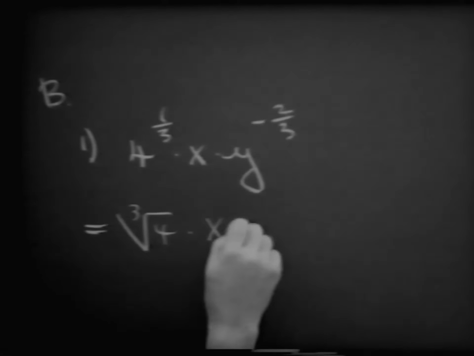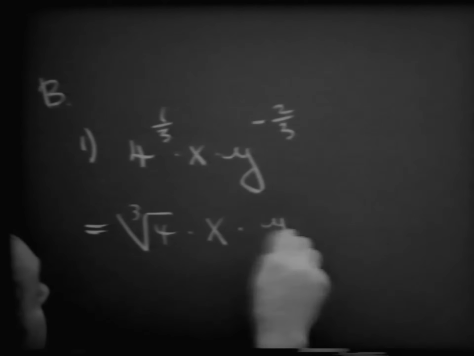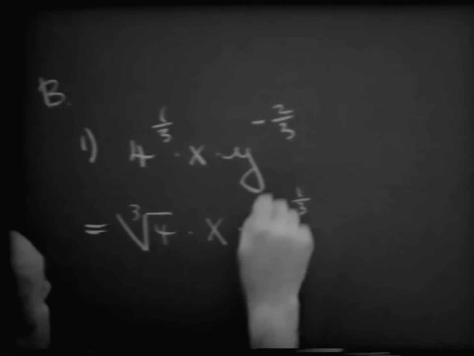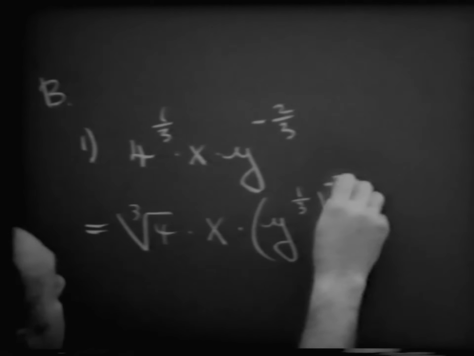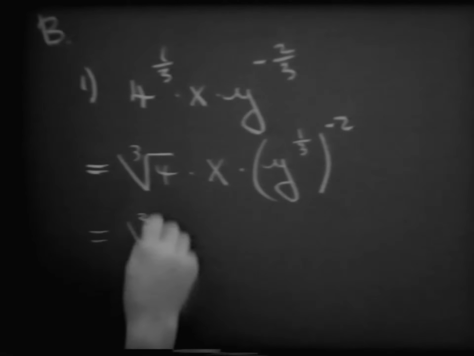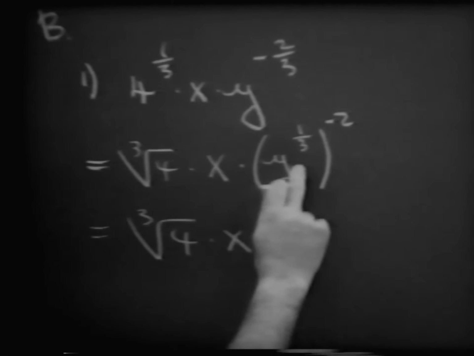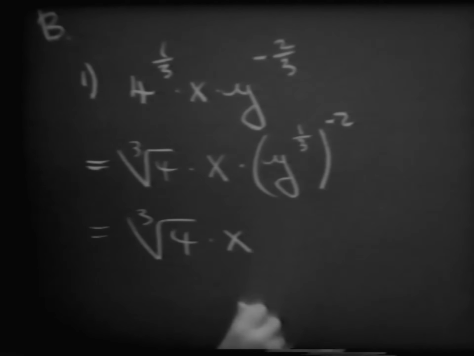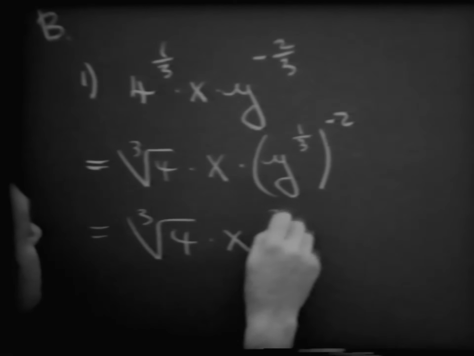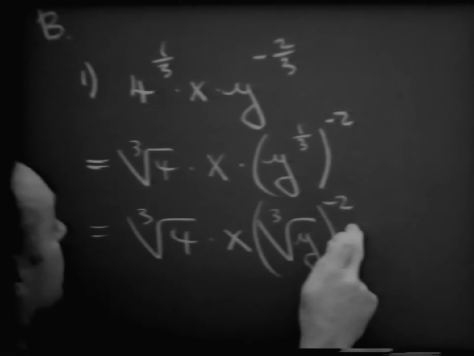And now here we have y raised to the -2/3 power. I think you would have to say this is y raised to the positive, that is to the 1/3 power, all to the -2. Is that right? And looking at that, there's the cube root of 4 times x. Now here we have y to the 1/3 power, which is what? That's the cube root of y, all raised to the -2 power.